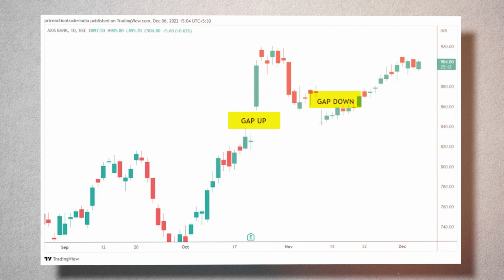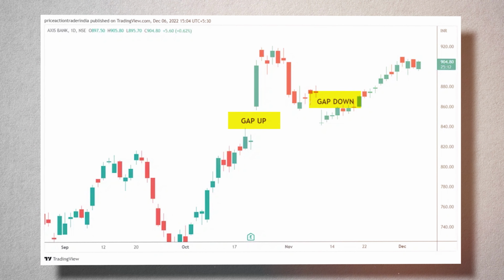Now, gaps most of the time happen between trading days or trading weeks, and the reason for that is because, as I mentioned earlier, we have something called after-market trading and pre-market trading, and most of the brokers don't display the price action that occurred in those sessions.